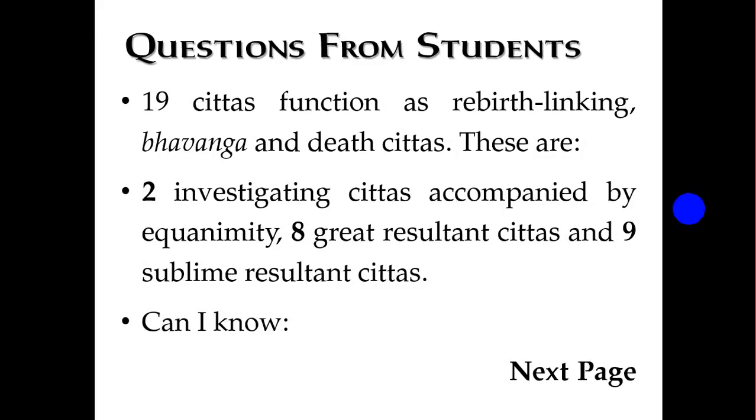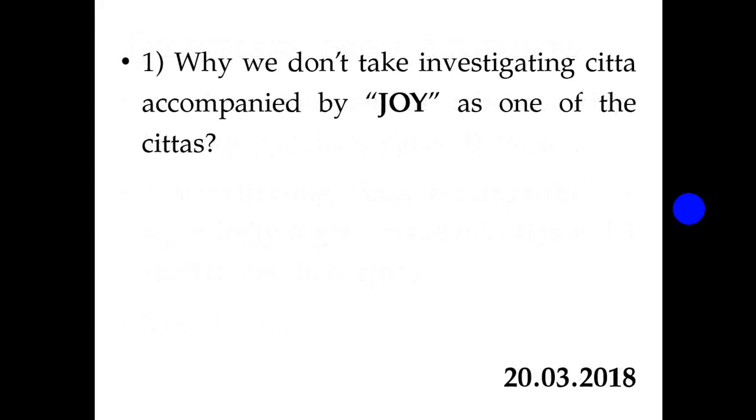And we have another question. 89 cheda function as rebirth linking, bhavanga, and death, right? So they are 2 investigating chedas accompanied by equanimity, 8 great resultant chedas, and 9 sublime resultant chedas. Can I know why we don't take investigating cheda accompanied by joy as one of the chedas? These are the same question, right? No need to answer.